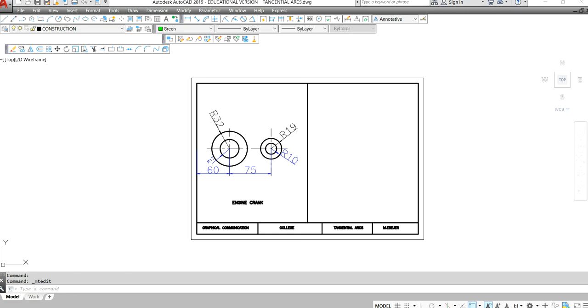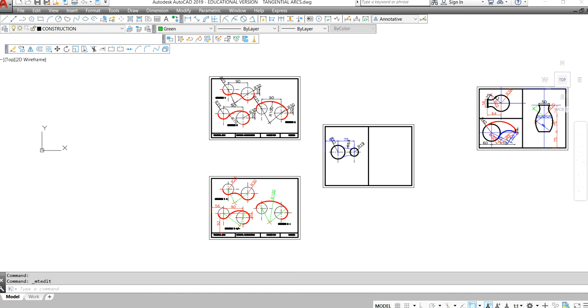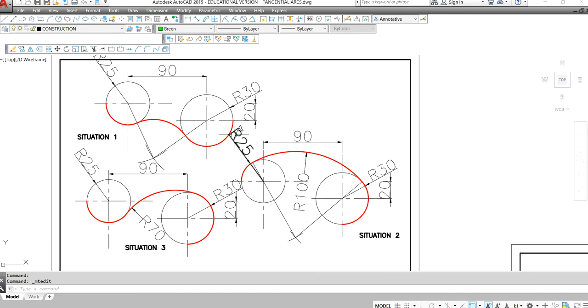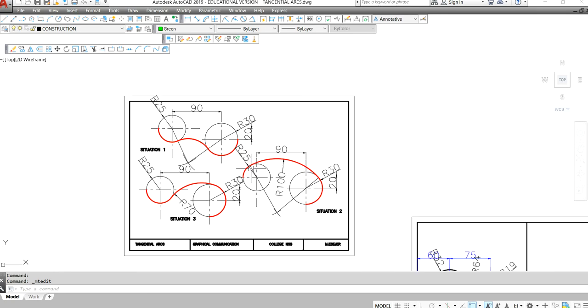Okay, we're going to continue the topic tangential arcs, which is the relation between a circle and another circle. Last time we did the three situations which are presenting here. Now today we're going to do some exercises. We're going to refer to page 50 from the handout.